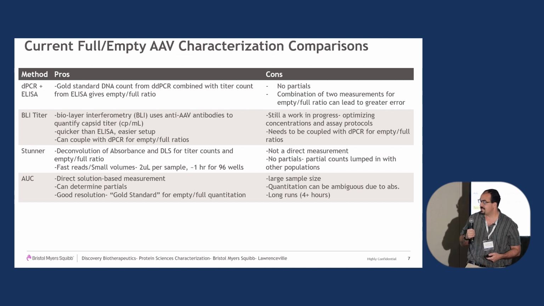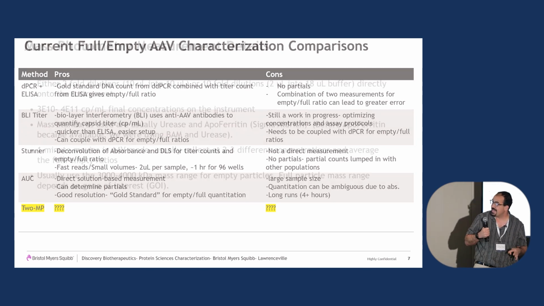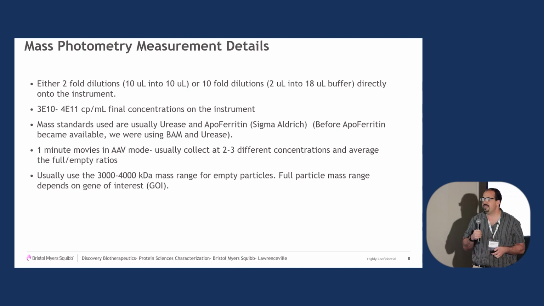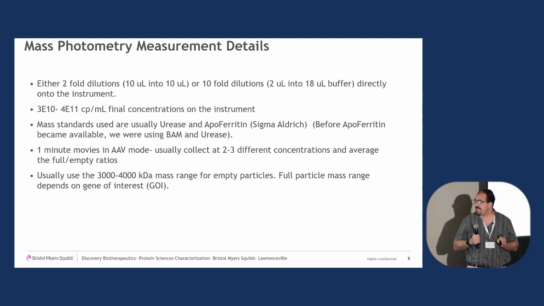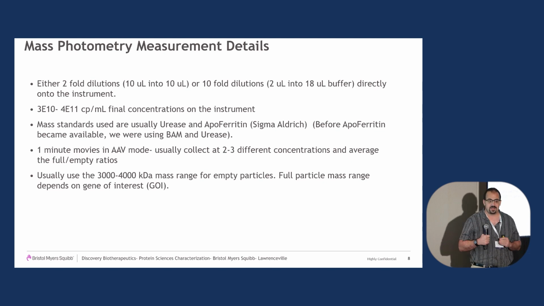And so when you take a look at the 2MP, how does this really compare? I'm going to show a little bit of some example data, but first I want to get into our measurement details and how we're usually doing this. We vary between either doing 2-fold dilutions directly onto the instrument or 10-fold dilutions. We're usually in the 3E10 or 4E11 CP per ml range. I usually don't worry too much about our VG per ml or actual gene of interest when I'm measuring.